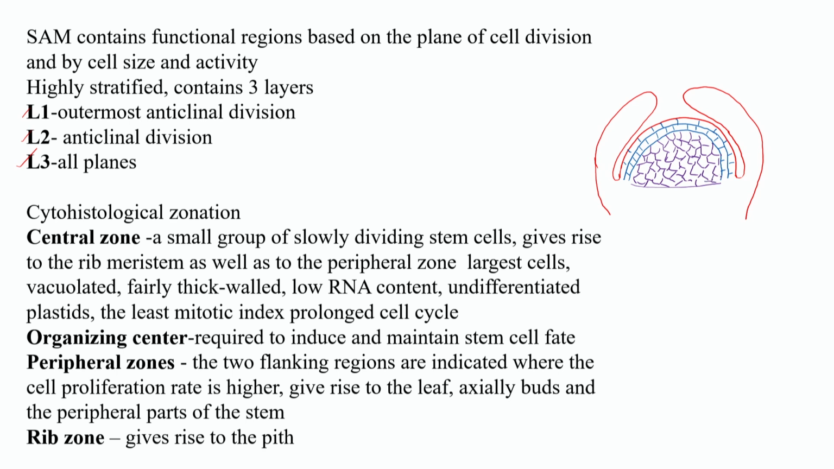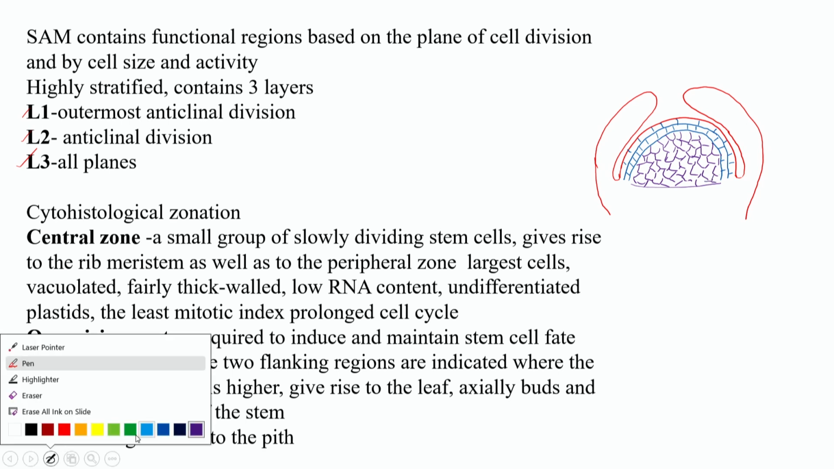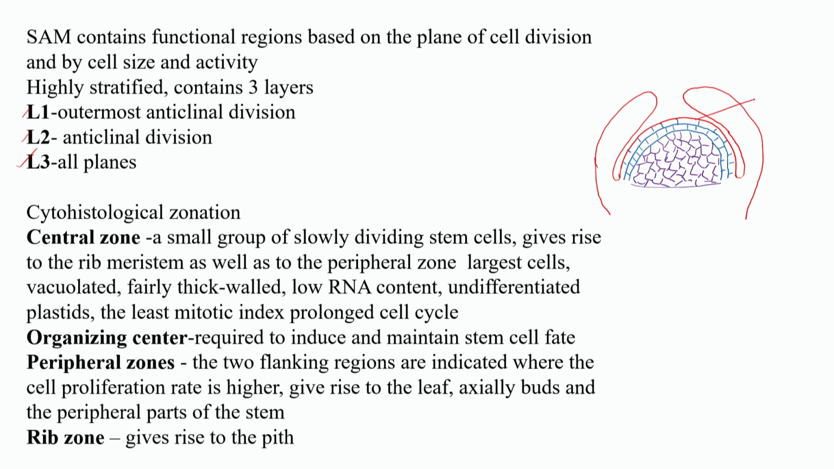So you will find 3 layers. This is the L1 layer, the second is the L2 layer, and the third is the L3 layer. Now you can see here that the L1 and L2 layers are dividing in an anticlinal fashion. They are at right angles to the surface, dividing perpendicular to the surface. In that case they will increase the surface of the layer. They are not increasing the volume.